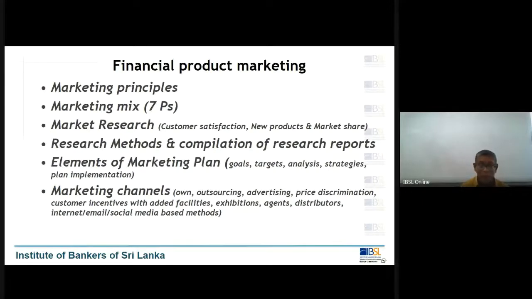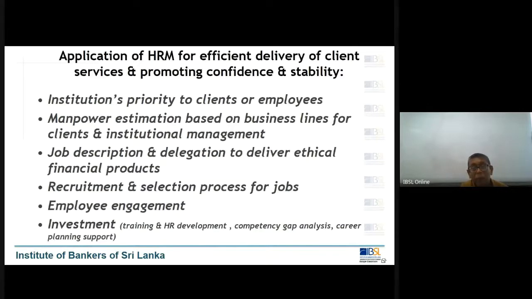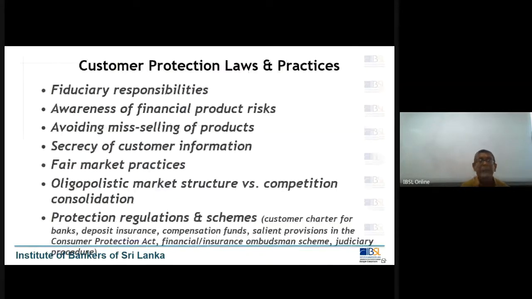Okay, so now we have discussed three important areas which are covered under financial product marketing. Clear? Right. Now we are going to discuss customer protection laws and practices. I just skipped some of the things. I will come back to HR a little later on, right? Now we're going to take customer protection laws and practices.